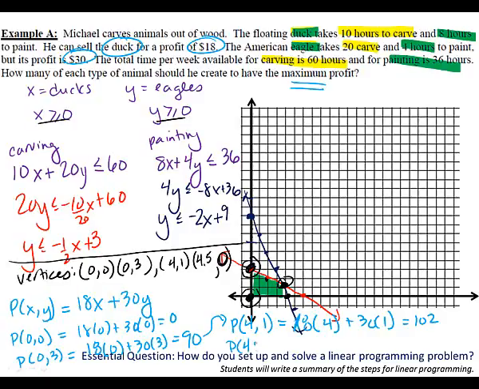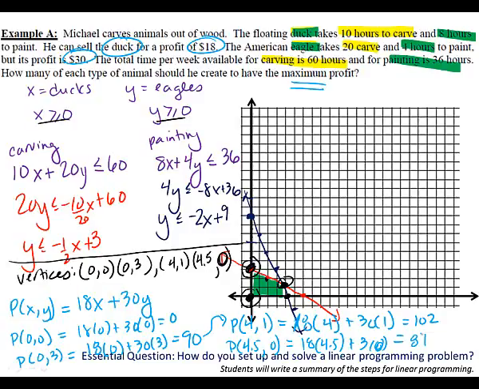And then our final one was 4.50, which really doesn't make sense because we can't sell half of a duck, right? But we'll try it out anyways. So 18 times 4.5 plus 30 times 0, what does that make him? What's 18 times 4.5? 81. There we go. So he makes $81 there. So what's his best shot at making the most amount of money? 4 ducks, 1 eagle, right?